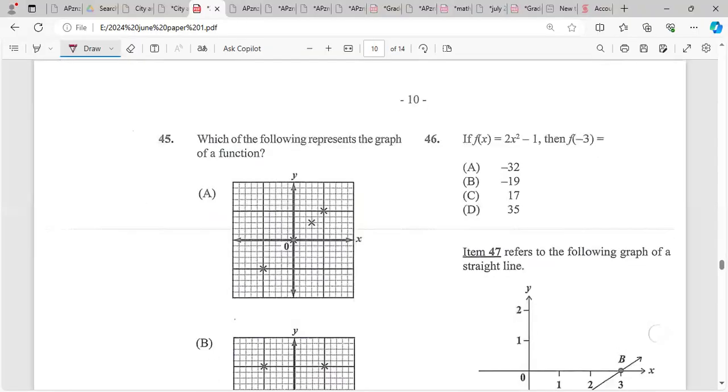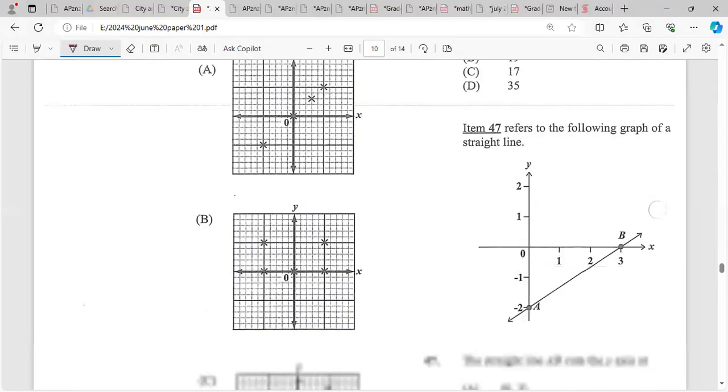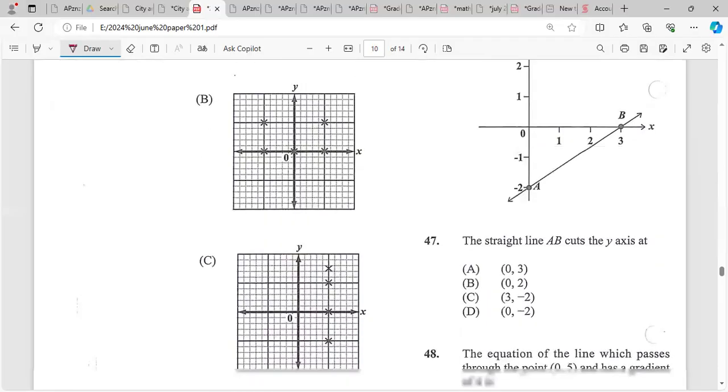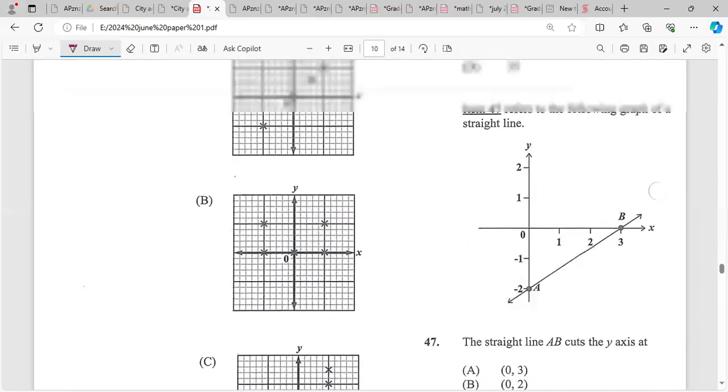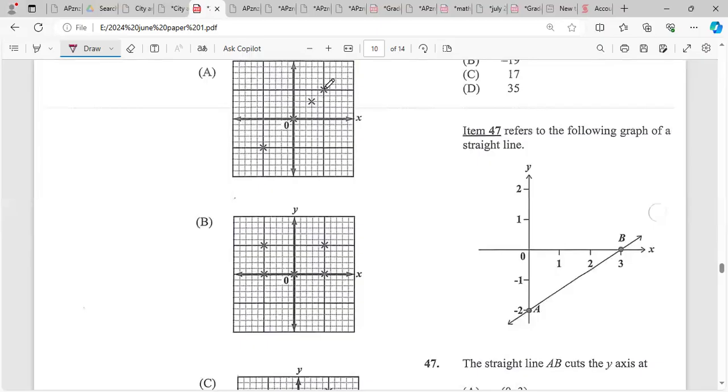Which of the following represents the graph of a function? A looks good. Let me see. That's not good. That's not good. What it is, guys, an x must only go to one y in order for it to be a function. One x must go to one y. So this one will be our best solution. So that's A.